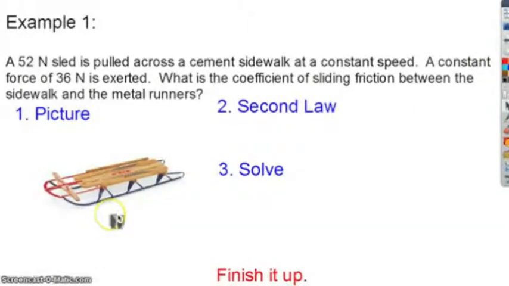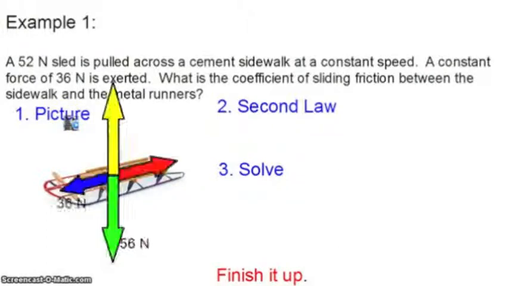If we have a sled that's being pulled across a cement sidewalk at a constant speed, I don't know why you do that, but let's say you are. We need a force of 36 newtons to make this happen, and we want to know the coefficient of sliding friction between the sidewalk and the metal runners. First we need a picture, we need to put all the forces on. So a forward force is being exerted of 36 newtons.